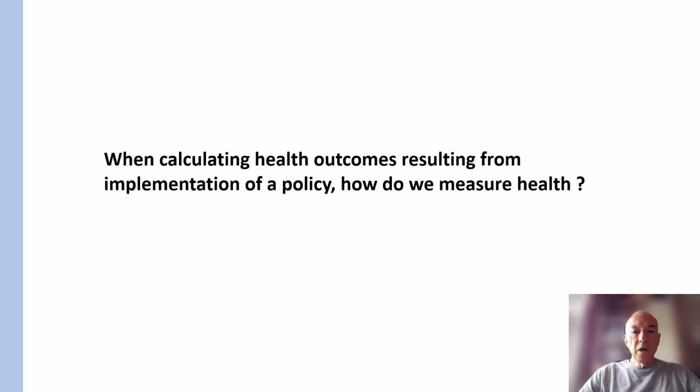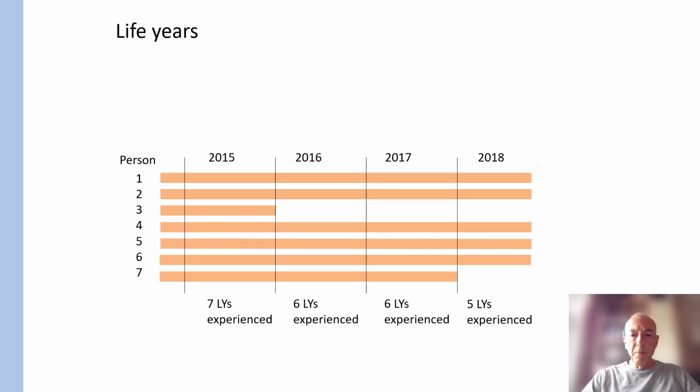So now when calculating health outcomes resulting from implementation of a policy, how do we measure health? One measure of the health in the population is simply the number of life years lived. And you can see this represented here with an orange horizontal line for each person, with 7 people. And you can see the life years lived by those 7 people through the years 2015 to 2018.